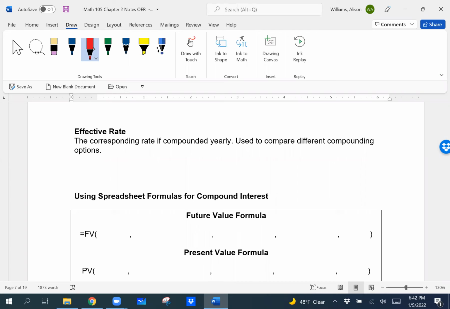And we'll go ahead and on the next video, I'll show you how to do spreadsheets with compound interest.